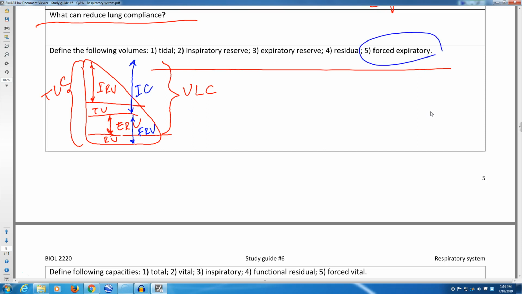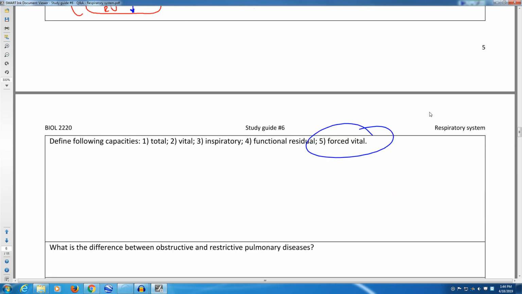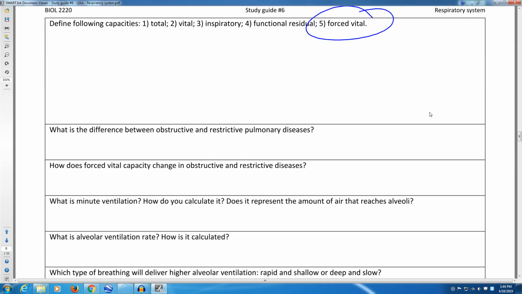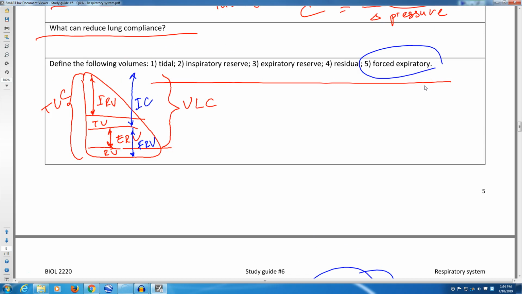Now, forced expiratory and, I'm sorry, forced vital, they are dynamic measurements that include time. So it's timed expiration to diagnose obstructive pulmonary disease. Obstructive and restrictive diseases. We good? You got it? Let me know when we can move on.